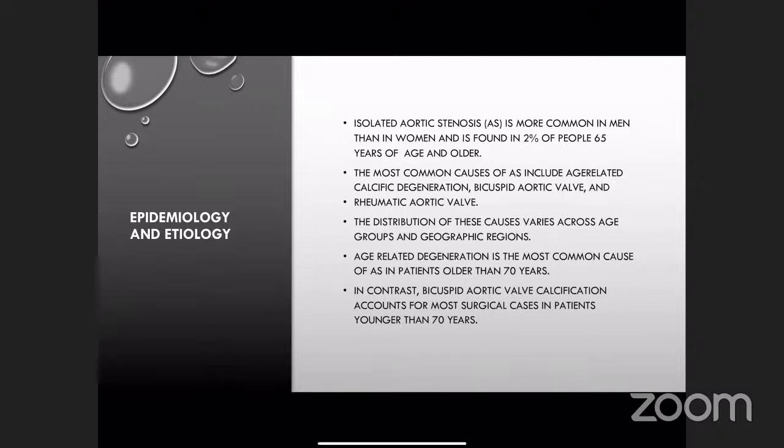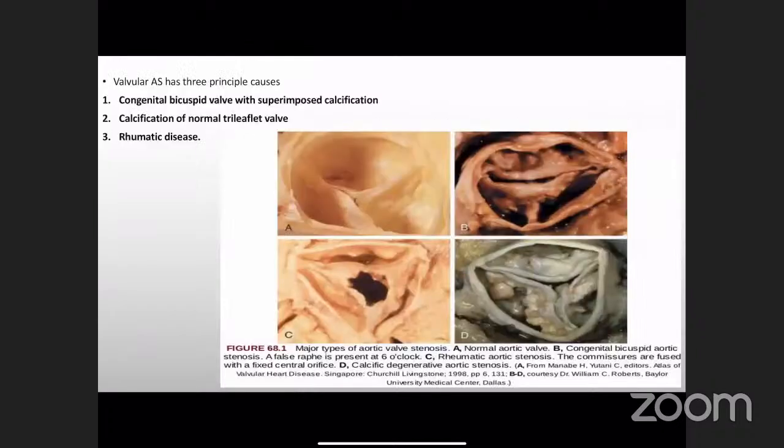In contrast, bicuspid aortic valve calcification accounts for most surgical cases in patients younger than 70 years. As we see here, valvular aortic stenosis has three principal causes: congenital bicuspid aortic valve with superimposed calcification, as we see in image B; calcification of a normal trileaflet valve, as we see in image D; and rheumatic disease, as we see in image C. In image A, we see the normal aortic valve.